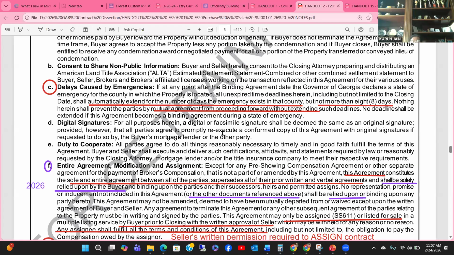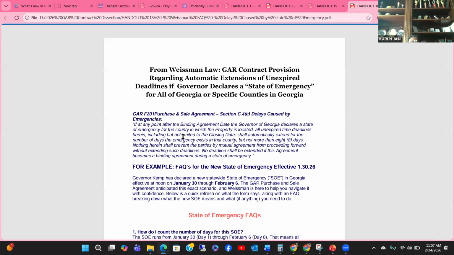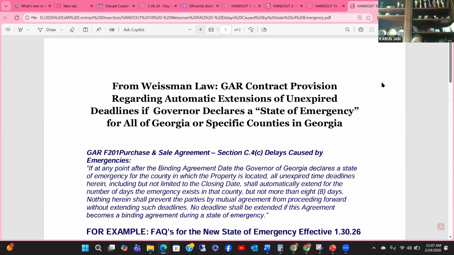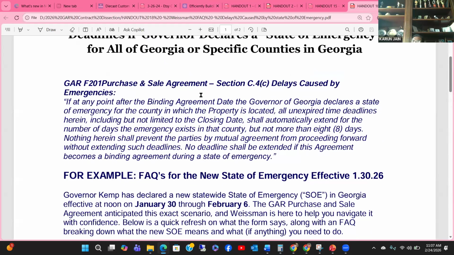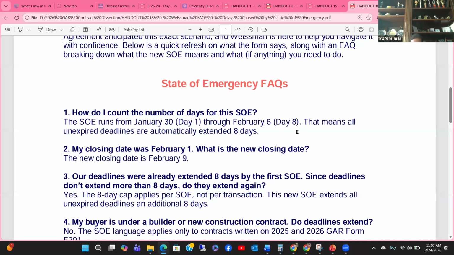The other is the way they count. And let me show you one more document I have included in your handout package. This is from Seth Weissman regarding the states of emergency. I'm not going to read it all to you, but there are examples, and here are questions about the counting of number of days. This is extremely confusing to agents and brokers, and I'm hoping GAR will address this.